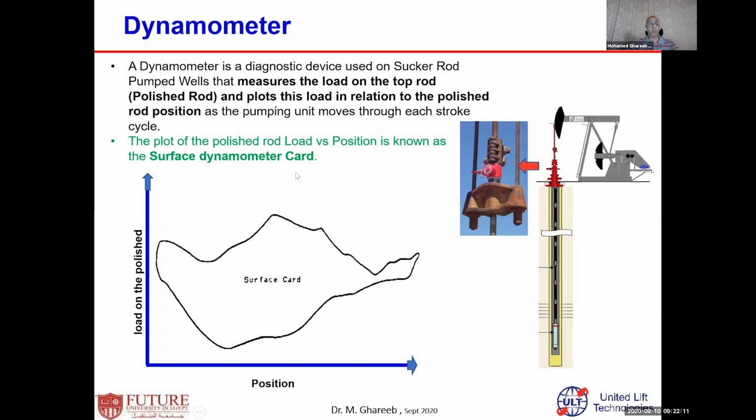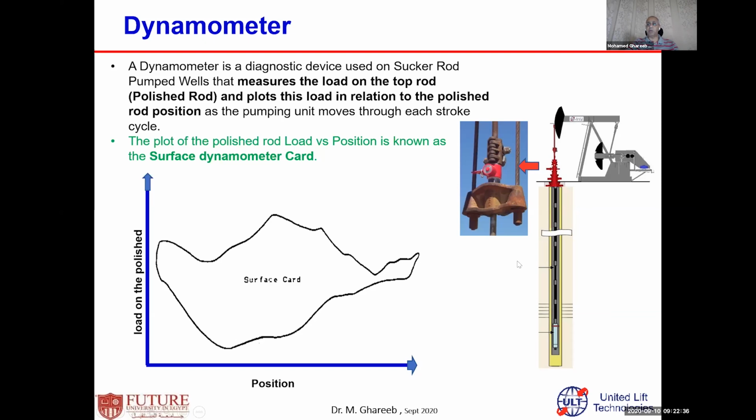Remember, I will show you later on, there are two dynamometer cards. One is a surface dynamometer card, which measures the load at the surface. The load at the surface is called the surface dynamometer card when I measure that. But if I measure the load at the surface, how can the load of my downhole pump be predicted, because it will be affected?